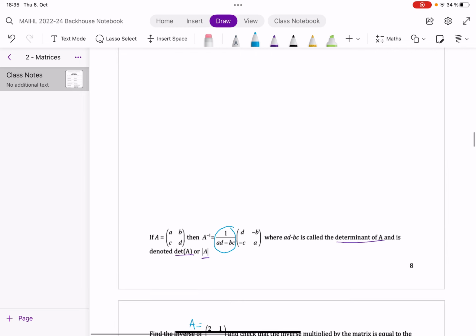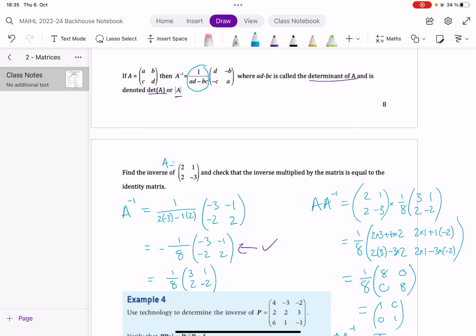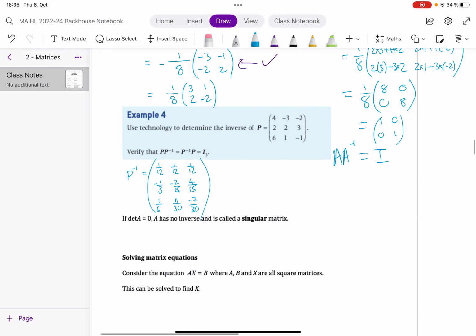Okay, so that's how to find the inverse. As I said, you will be expected to find the inverse of 2 by 2 matrices either with technology or without, and there'll be times where you do need to do it without technology. Anything bigger than that, you are not expected to. It gets really quite a lot more complicated, even just moving up to a 3 by 3 matrix.